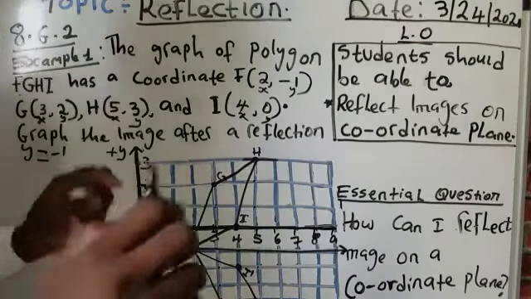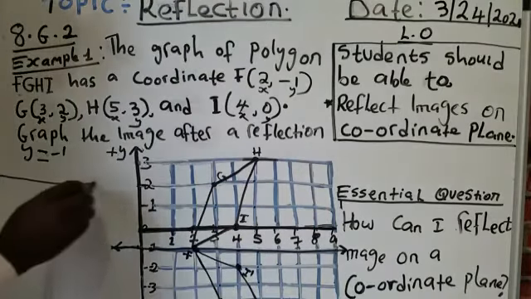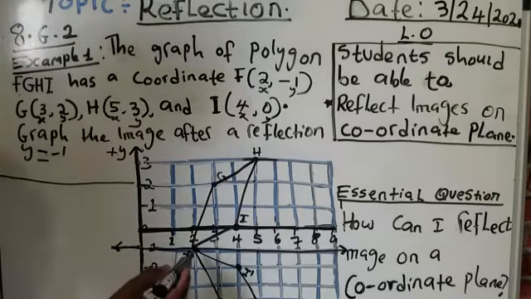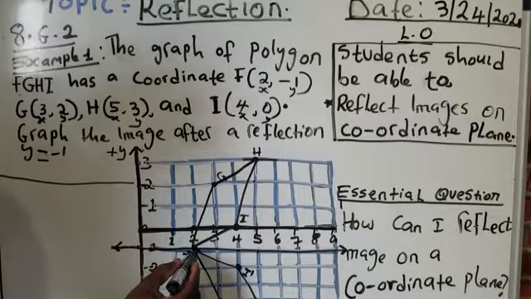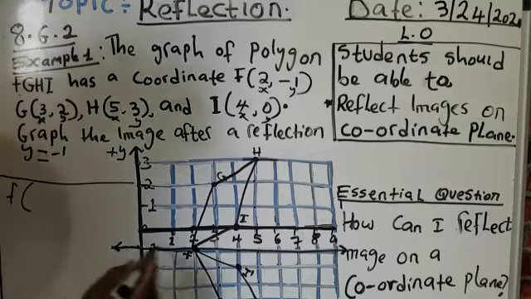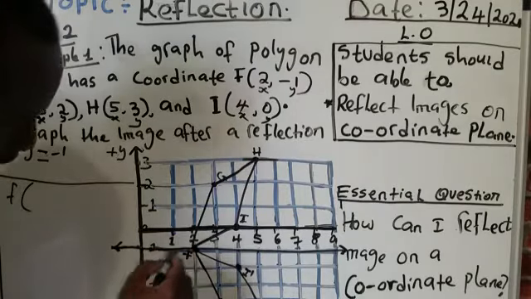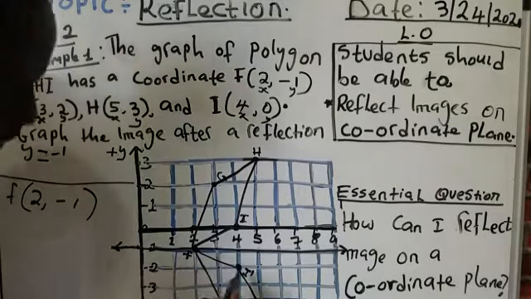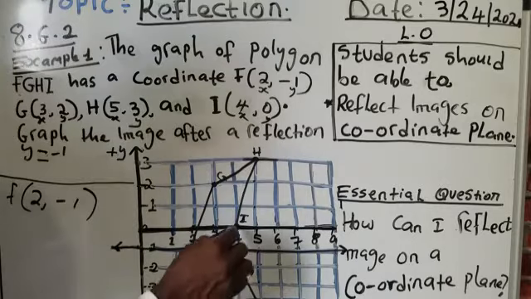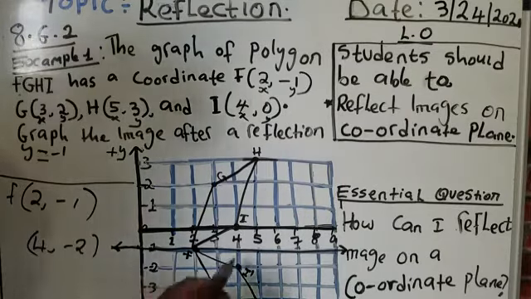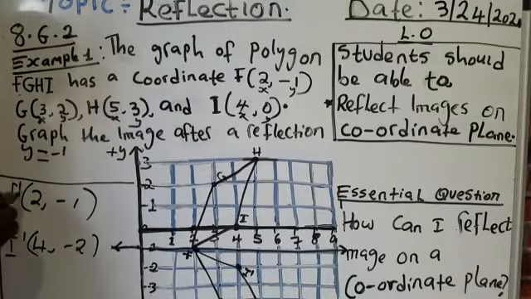But before I go, let me teach you how to write out the coordinates. You should be able to write out the coordinates for each of the reflected images. Now let's start with F. When x is 2, y is -1. So F is (2, -1). Now let's get a point here. What is x here? x is 4. What is y? -2. So (4, -2). So this is for what? I prime.